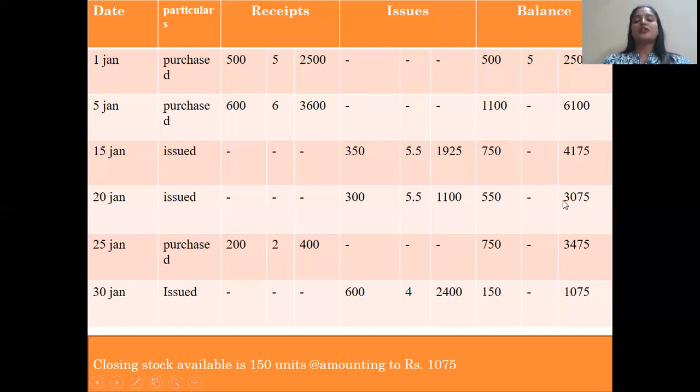So amounted to 3075. Next on 25th we have purchased. How many did we purchase? 200 units we have purchased. What is the rate per unit? Rupees 2. Now the total amount is 400. We have a balance of 550, add this 200 to it. Then how much do we get? 750 we are going to get. Then add this 400 to 3075. Then how much do we get?